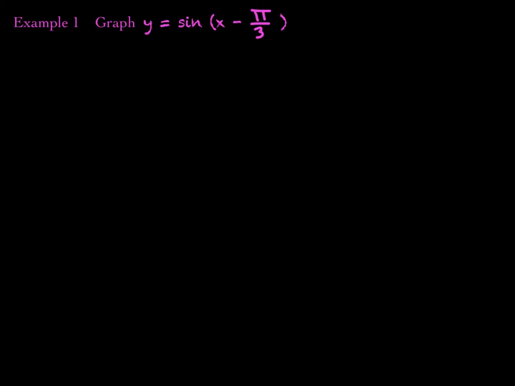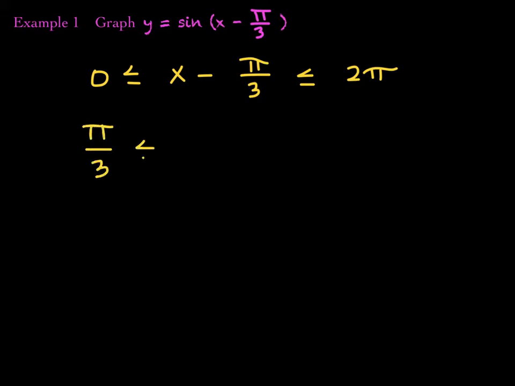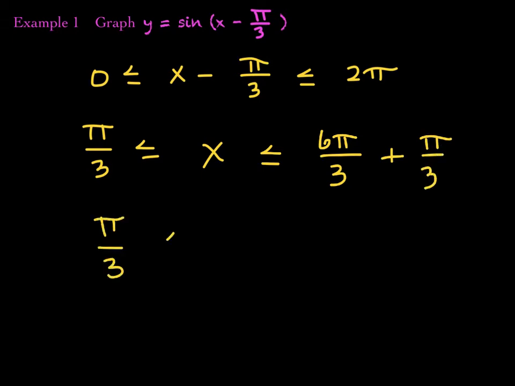So because of that, we set up a three-part inequality and we solve for x. We basically just take the argument and create this three-part inequality between 0 and 2 pi, and we will solve for x. We'll isolate x by adding pi over 3 to 0 and to 2 pi. When we add pi over 3 to 0, you just get pi over 3. And when you add pi over 3 to this expression in the middle, the pi over 3s cancel, and then we have 2 pi plus pi over 3. Now, remember 2 pi is equivalent to 6 pi over 3. So when we add pi over 3 to 2 pi, we get 7 pi over 3.